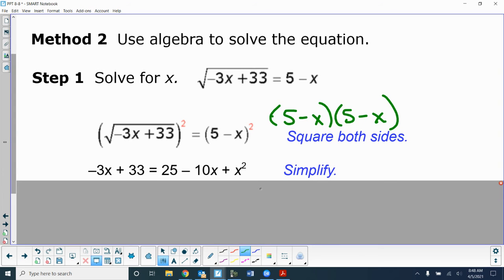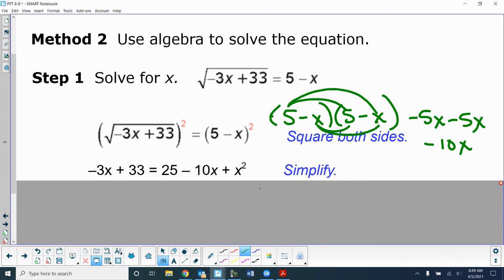All right. There's your 25. Outside is negative 5x. Inside is negative 5x. That's where that negative 10x comes from. And then your last, negative x times negative x is that positive x squared. All right, so don't forget that. A lot of kids will just write the 25 and the plus x squared. Remember, you're going to have to write it twice and FOIL it.